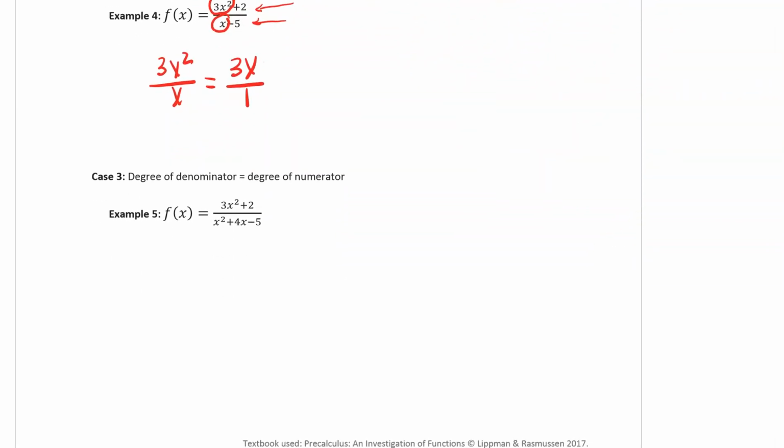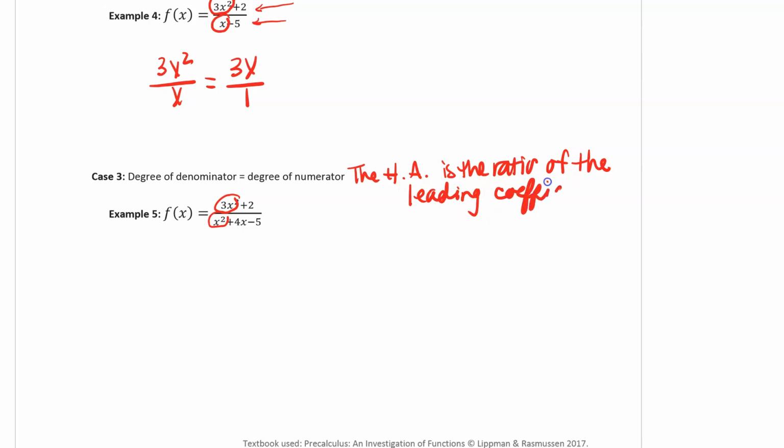The last case, if the degree of the denominator is 2, and the degree of the numerator is 2, and they are the same, then what's going to happen is the horizontal asymptote is the ratio of the leading coefficients. The ratio of the leading coefficients. And so my coefficients on this is 3 over 1. So that means I'm going to have a horizontal asymptote at y equals 3 over 1, or just 3.